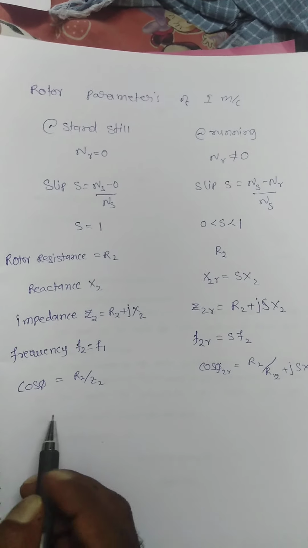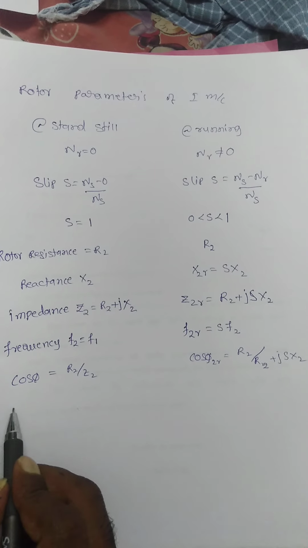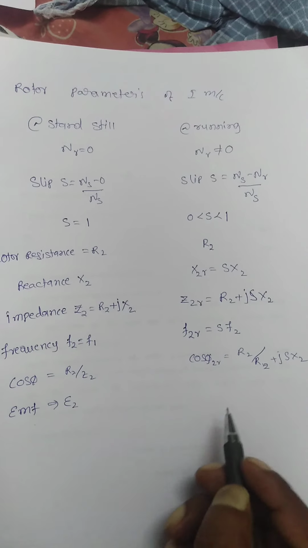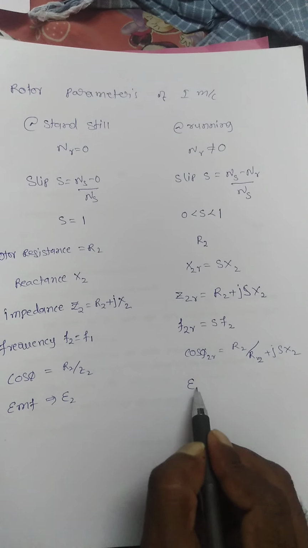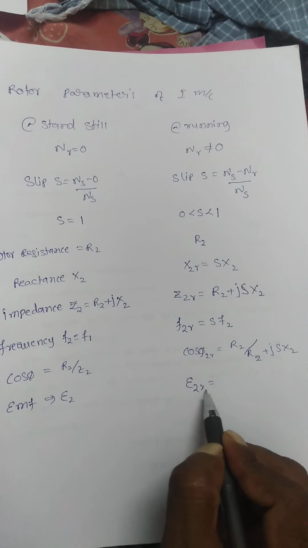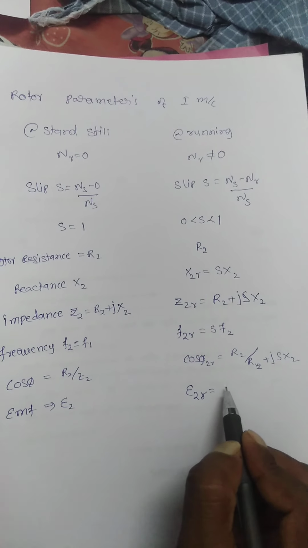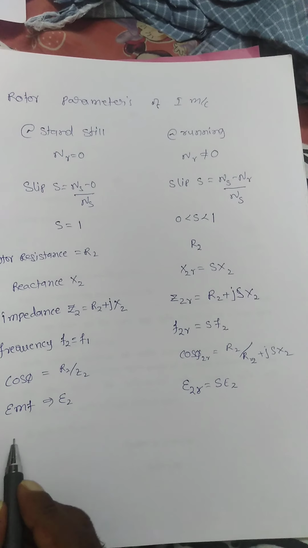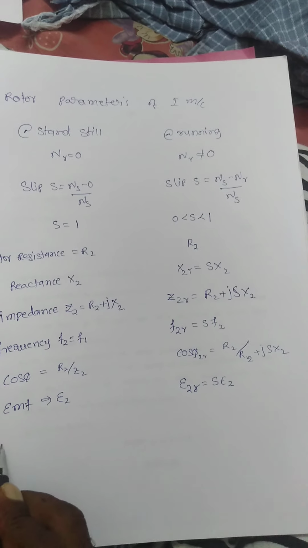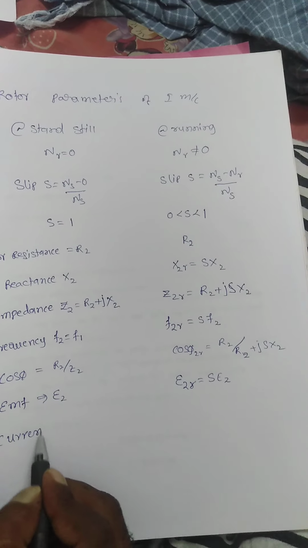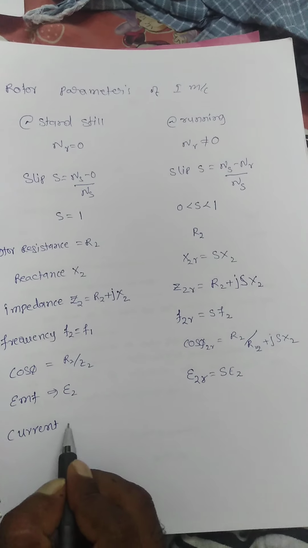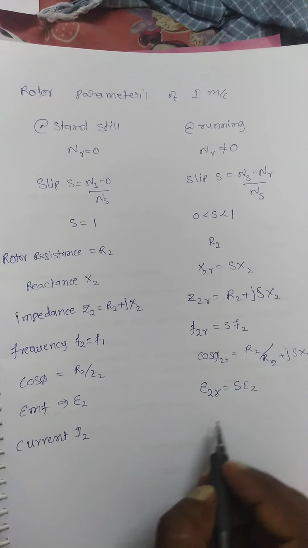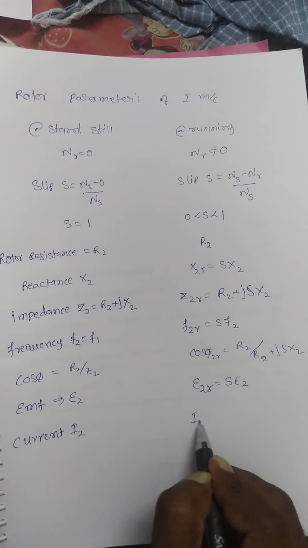And EMF: the rotor EMF under standstill condition is E2. Then the rotor EMF under running condition, E2r, equals sE2, slip times E2. And here the current: the rotor current I2 under standstill condition, then the rotor current is I2r under running.